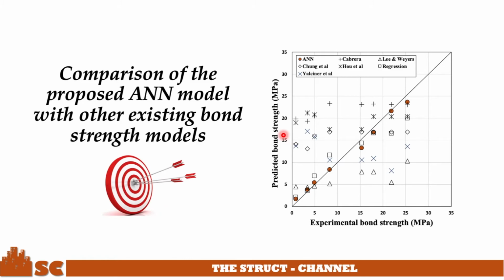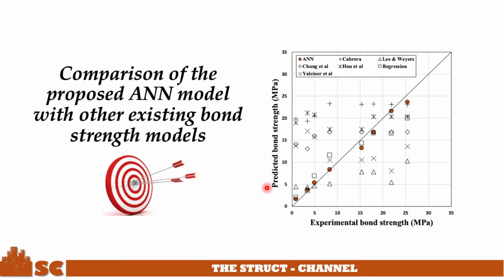Various bond prediction models available in the literature were considered and compared to the performance of the proposed N881 model. 8 bond strength values from experimental data were not used in the calibration of the model. This dataset was used to test the bond performance of the proposed ANN model against the developed models by Cabrera in 1996, Lee in 2002, Yalciner in 2008, Chung in 2008, Hu in 2017, and the developed regression equation. The experimental and predicted results of the various values were plotted in the figure shown.